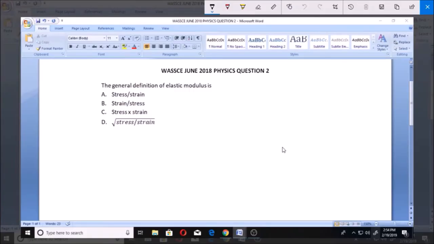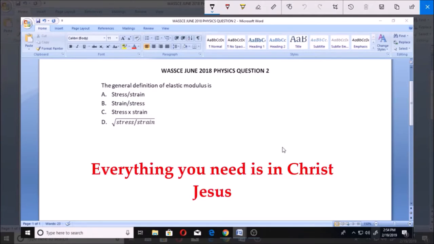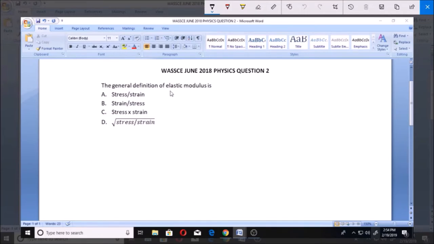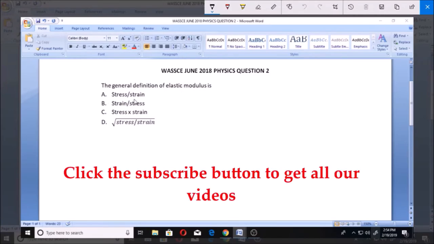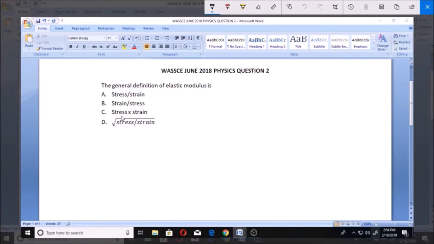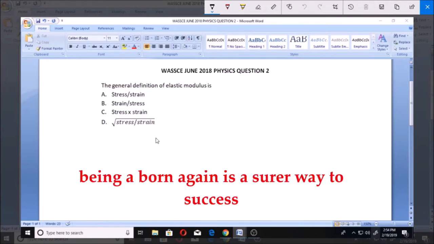Now, let's look at question number 2 for physics, WAEC past question for 2018. The general definition of elastic modulus is A, stress over strain; B, strain over stress; C, stress times strain; D, square root of stress over strain. So what is the answer to this problem?